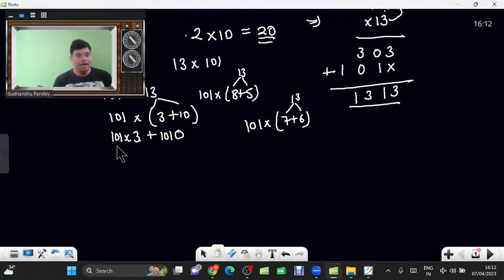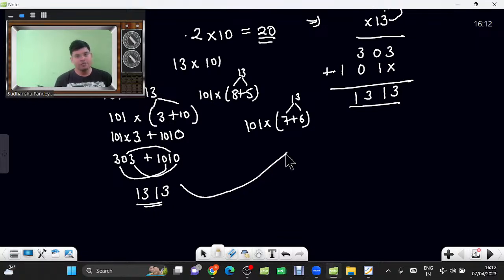Now when 101 is multiplied by 3 we get 303, and this will be added to 1010. When 3 is added to 0 we get 3, when 0 is added to 1 we get 1, when 3 is added to 0 again we get 3, and again we get 1. So the answer is 1313, which is the same answer as this.